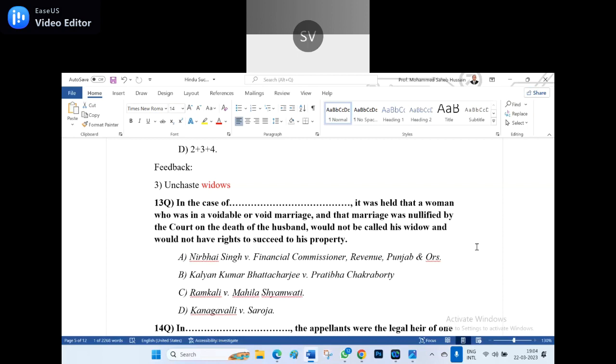A. Nirbhaya Singh versus Financial Commissioner. A. Wrong.